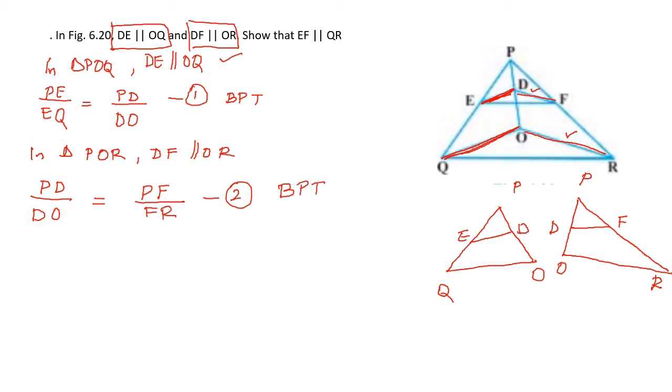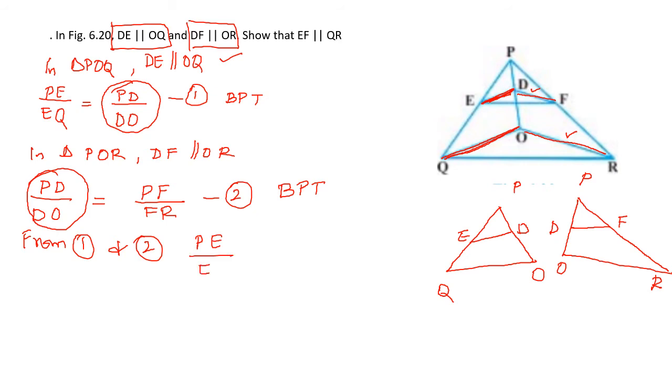It is so simple by BPT. Now you see the first equation and second equation. From 1 and 2, what do you get? PD and DO is here on both the sides. So what can you say about the other two sides? From 1 and 2 we get PE by EQ is equal to PF by FR.